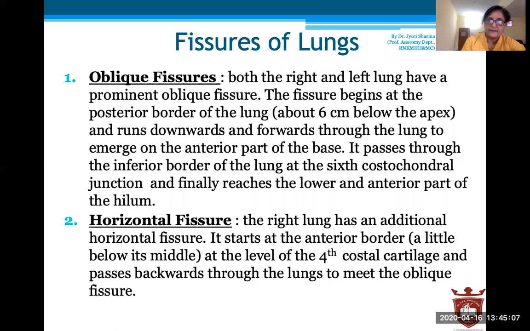Horizontal fissure. The right lung has an additional fissure, that is the horizontal fissure. It starts at the anterior border, a little below its middle, at the level of the 4th costal cartilage, and passes backwards through the lung to meet the oblique fissure.